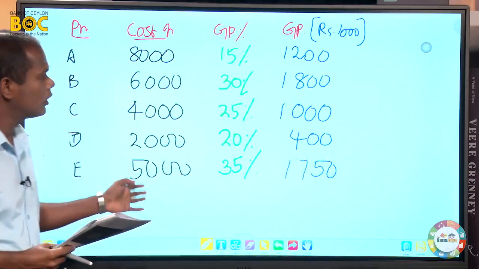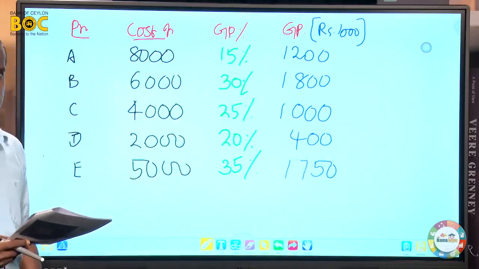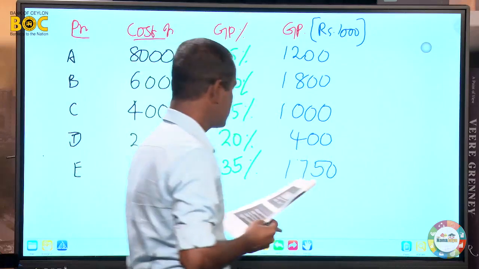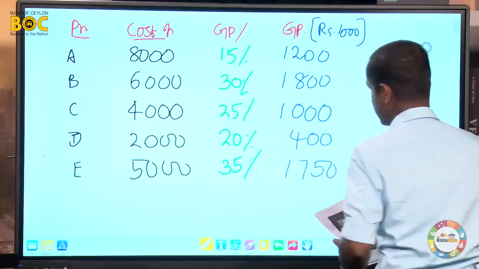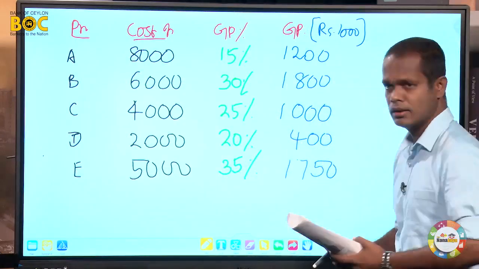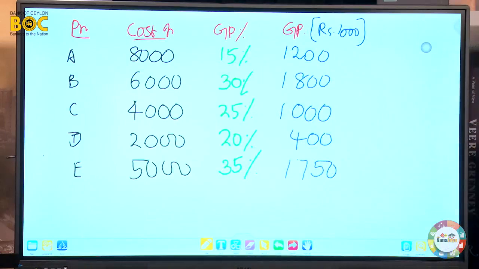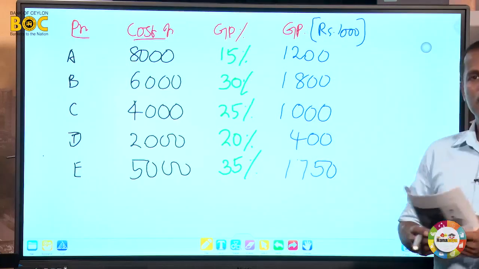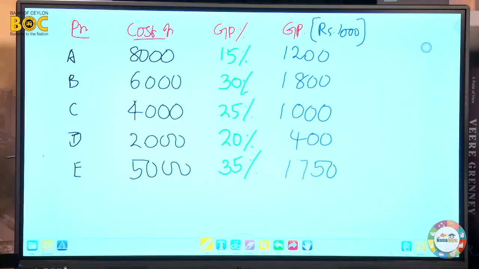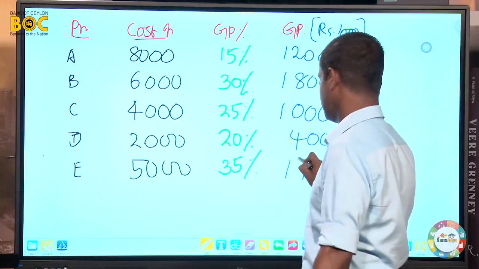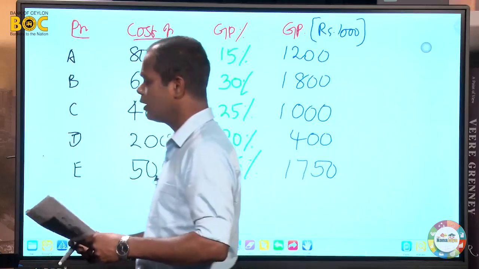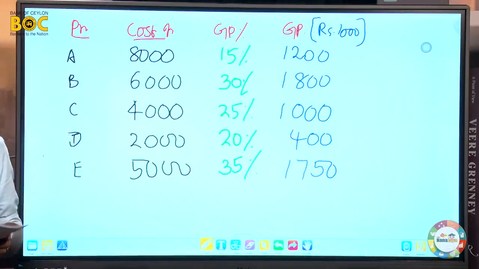To compare your calculation with the values 1200, 1800, 1400, 1750. So these are the values: 1200, 1800, 1400 and 1750. Now read the question.